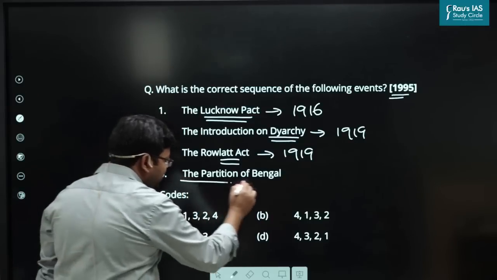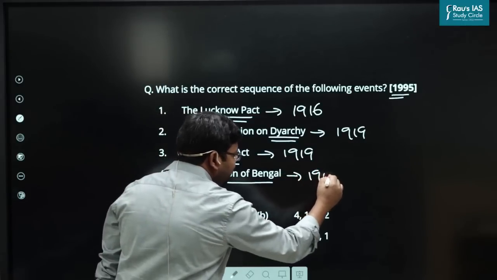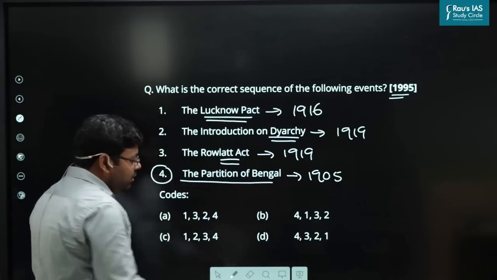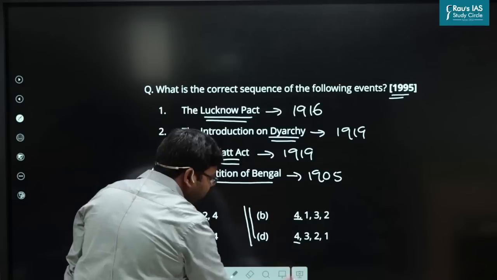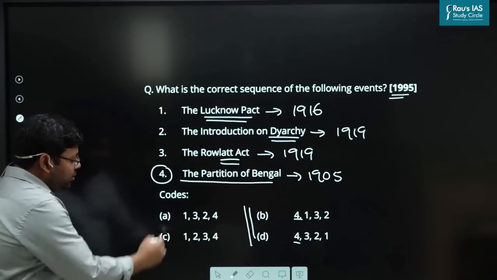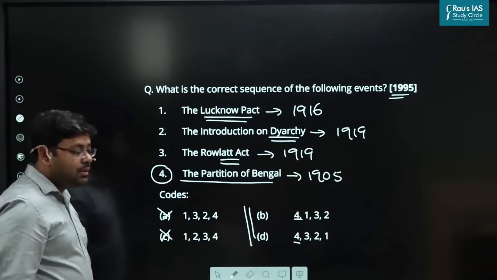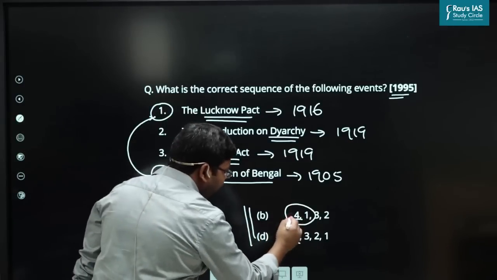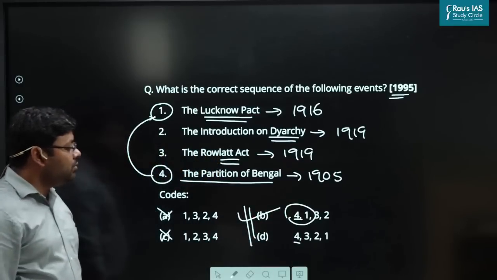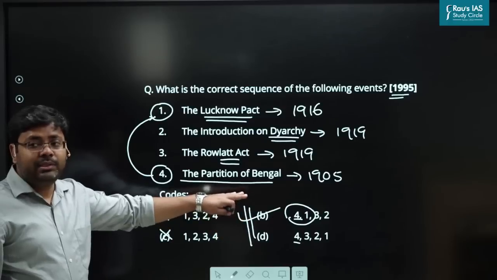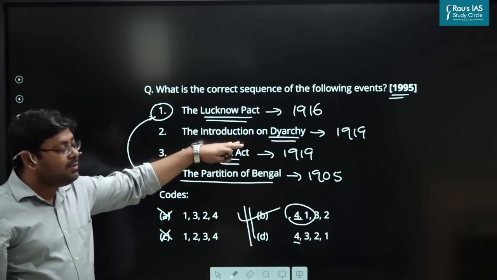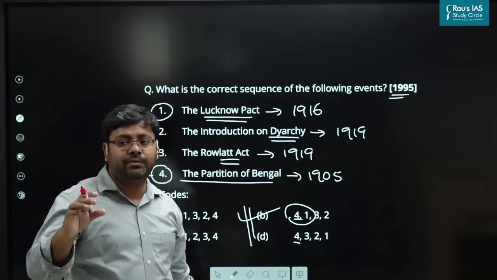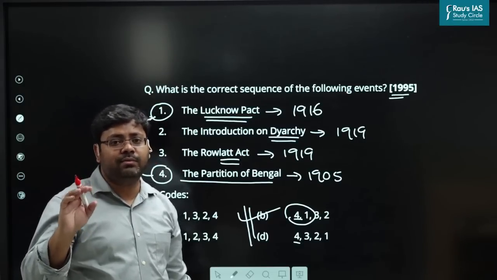See, the fourth says that partition of Bengal, that was there in 1905. So 4 should come at the first place. The two options where 4 is coming at the first place are B and D. So A and C are gone. After 4, 1 should come. The only option where 1 comes after 4 is B. So here the answer would be B. UPSC is not looking for you to mug up the crude facts. Rather, you should know the significant paradigm shifts in the national movement. That would be more than sufficient.